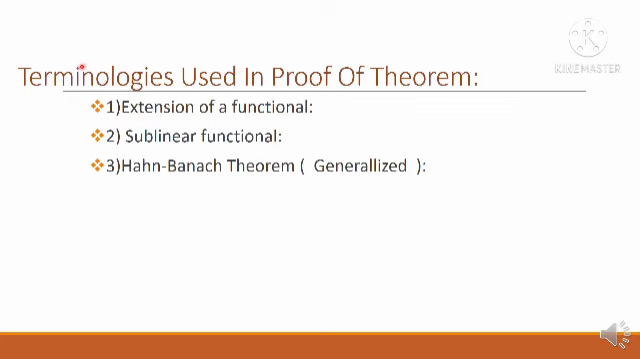Before going to prove the Hahn-Banach theorem for normed spaces, we will define some basic terminologies which will be frequently used in the proof of the Hahn-Banach theorem for normed spaces, in which first is the linear extension of a functional, second, the sublinear functional, and third, the Hahn-Banach theorem in generalized form.